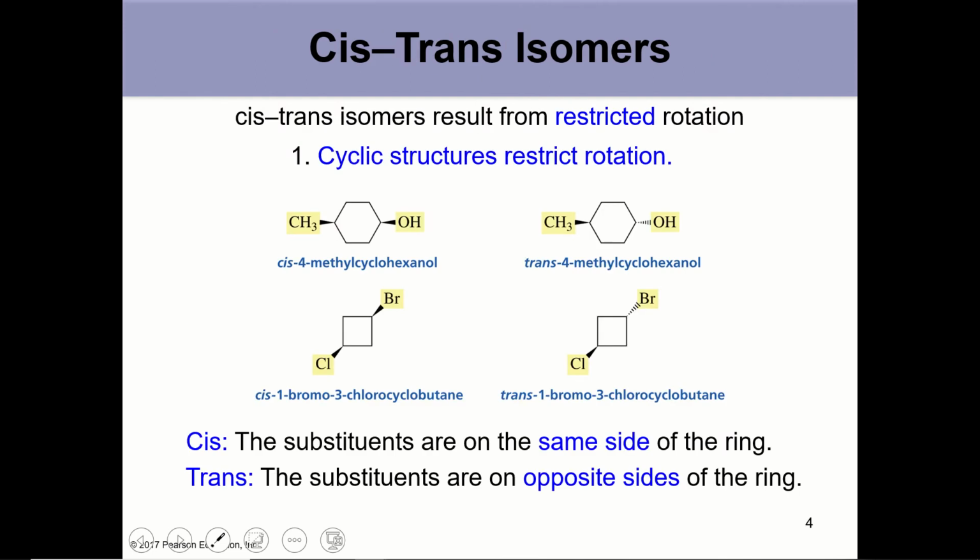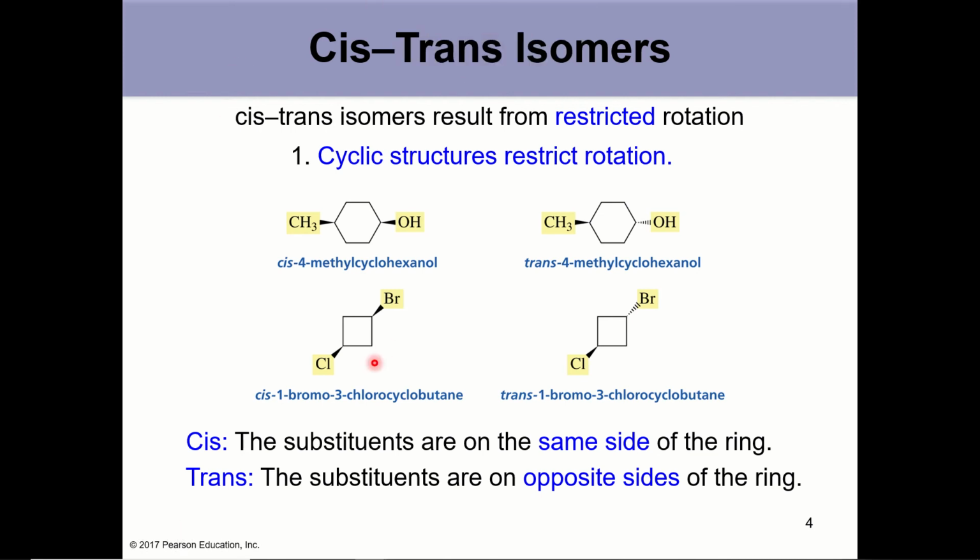This chapter is going to focus on configurational isomers in the forms of cis-trans isomers of cycles, cis-trans and EZ isomers of double bonds, and asymmetric stereoisomers for sp3 carbons. So, beginning with cis-trans isomers.